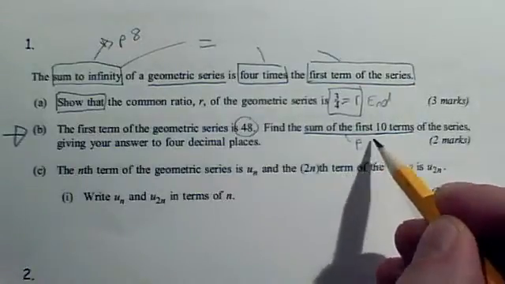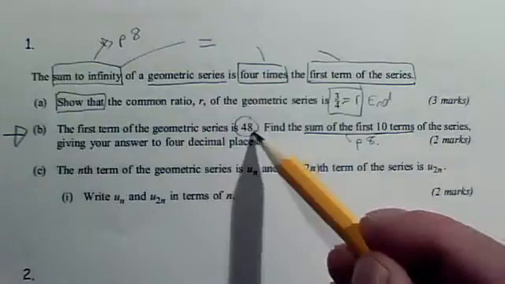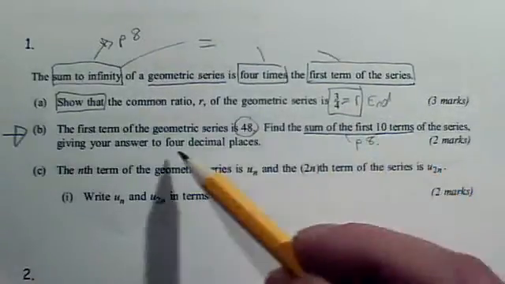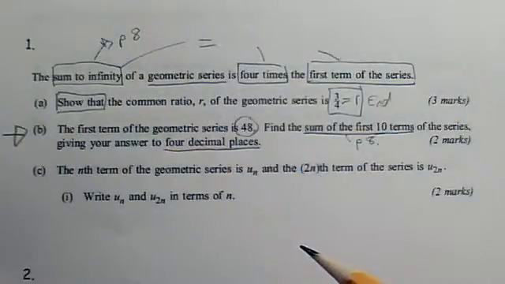So once again, there's a formula on page 8 that will enable you to do that. You've got 3 values to put into that formula, and you've got to give your answer to 4 decimal places, so make sure you preserve that amount of accuracy.